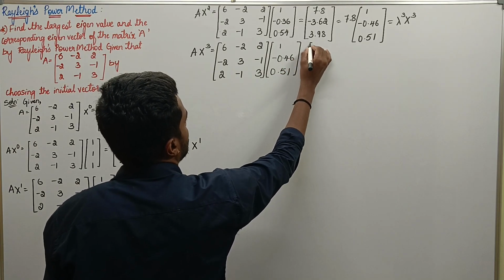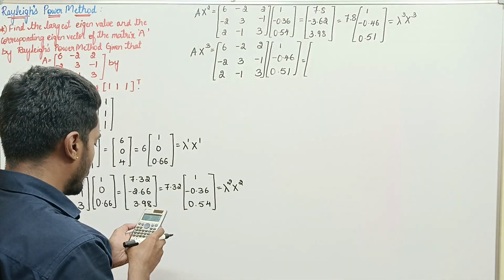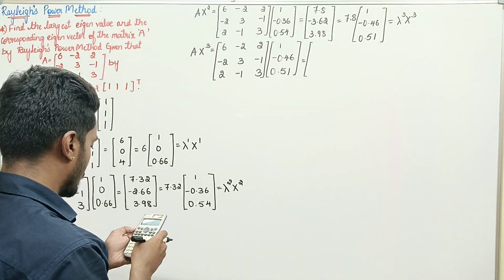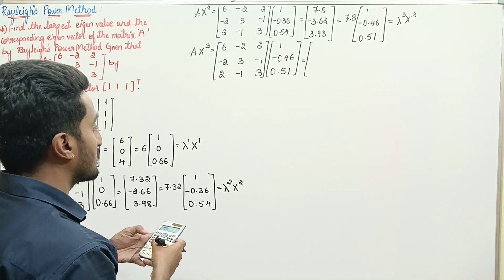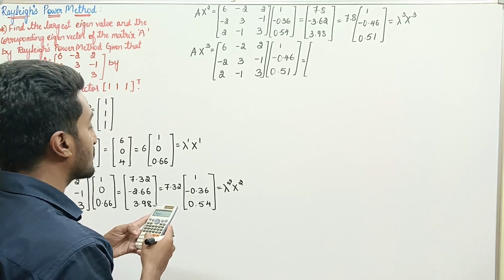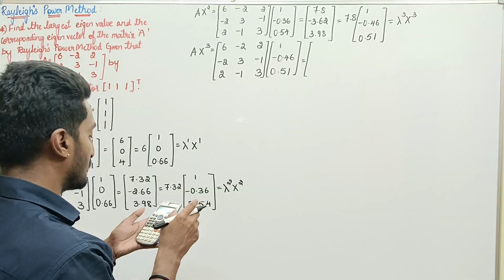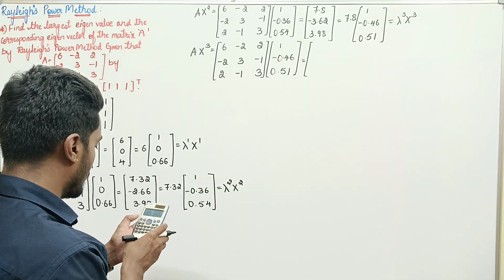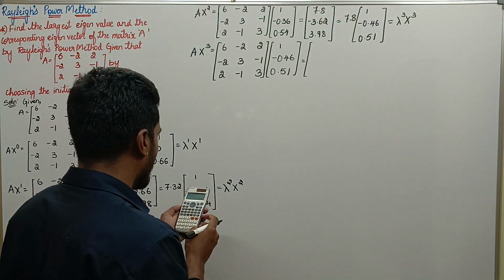Just change the values, that is press AC, shift 4, to Mat B to change the values. 1 equals, minus 0.46 equals, 0.51, press equals. Done. Now press AC, shift 4 3, shift 4 4, that is Mat A into Mat B, press equals.